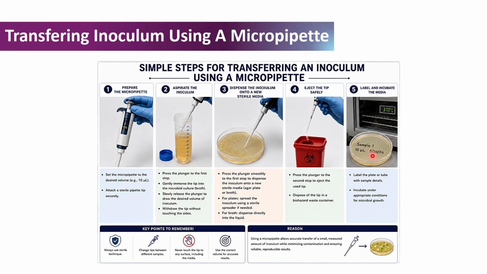Some key points to remember when transferring an inoculum with a micropipette: always use sterile pipette tips and always use sterile techniques. Also change tips between different samples, never touch the tip to any surface including the media, and always use the correct volume for accurate results. This is because using a micropipette allows accurate transfer of a small measured amount of inoculum whilst minimizing contamination and ensuring reliable and reproducible results.